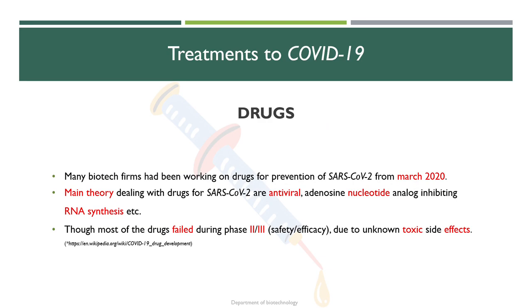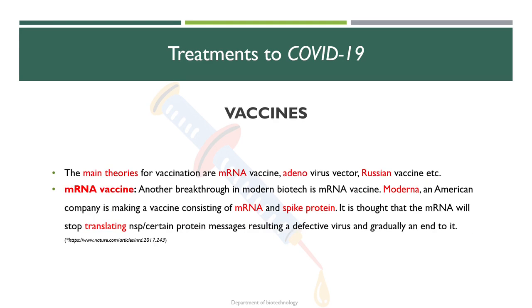Approaching the treatments for COVID-19. The main theories of dealing with drugs are antivirals, adenosine-nucleotide analogs inhibiting RNA synthesis, etc. Many drugs failed during phase 2 and 3 due to unknown toxic side effects. The main theories of vaccines are mRNA vaccine, adenovirus vector vaccine, Russian vaccine, etc.